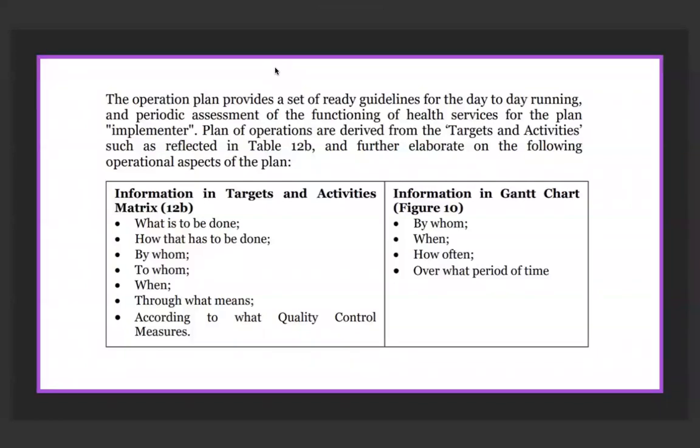The operation plan provides a set of ready guidelines for the day-to-day running and periodic assessment of the functioning of the health service for the plan implementer. Plans of operation are derived from the targets and activities as reflected in table 12b and further elaborate on the following operational aspects of the plan: information and target and activity matrix, what is to be done, how it has to be done, by whom, to whom, when, through what means, according to what quality control measures. Information is a Gantt chart: by whom, when, how often, over what period of time.